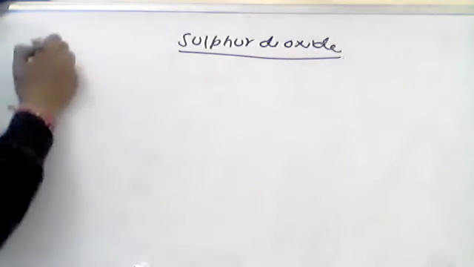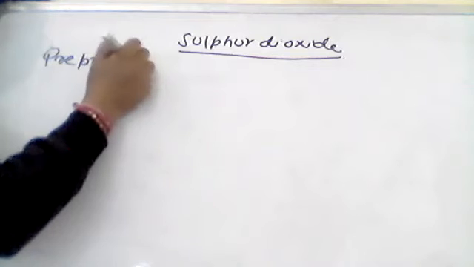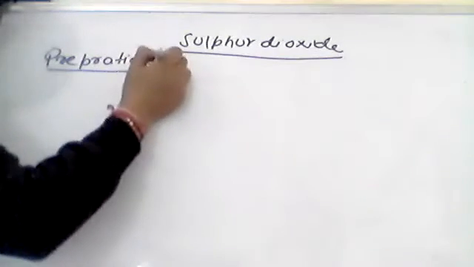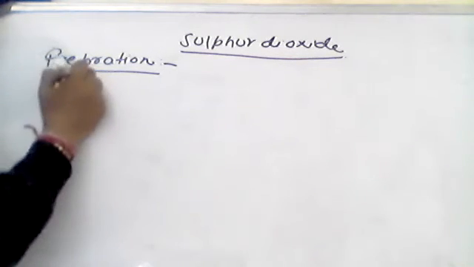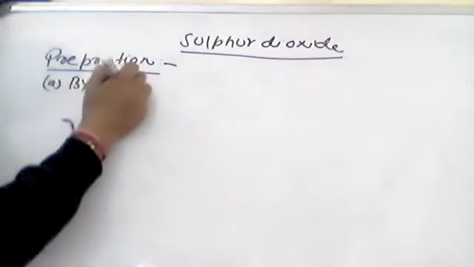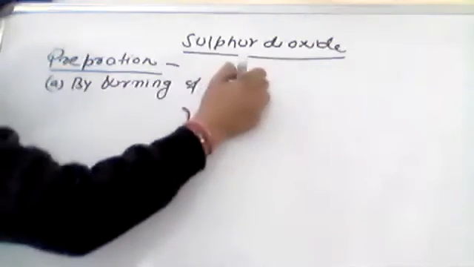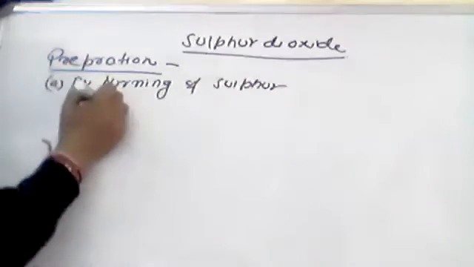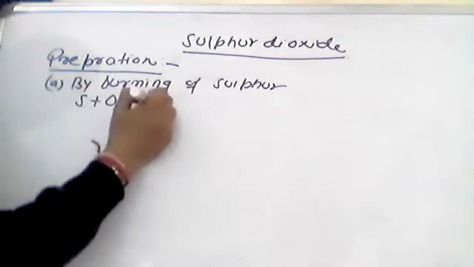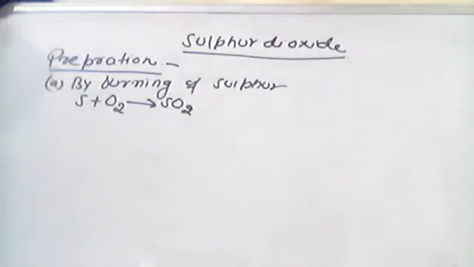Sulfur dioxide. So let me do first the preparation of sulfur dioxide. Sulfur dioxide can be prepared, number one, by burning of sulfur. Sulfur plus oxygen gives sulfur dioxide, SO2.